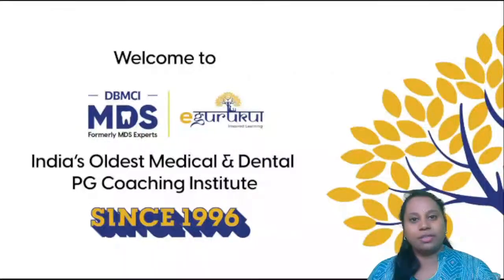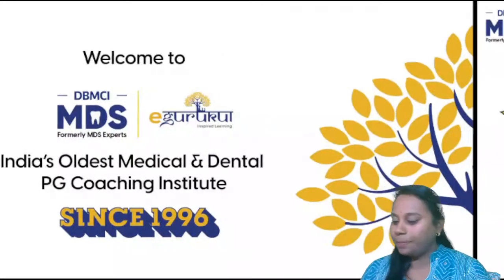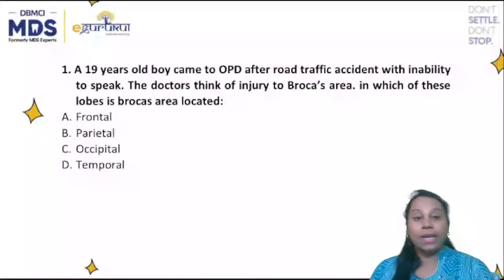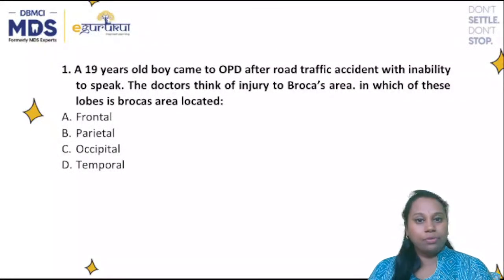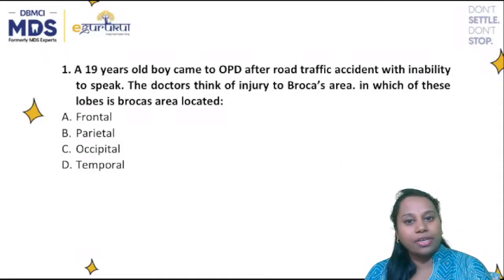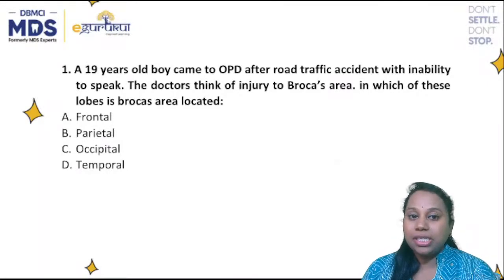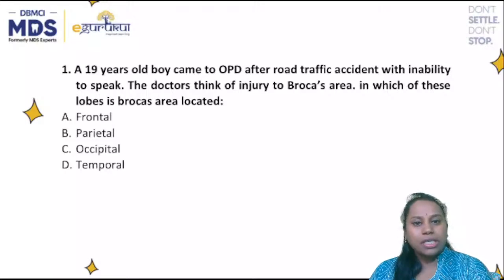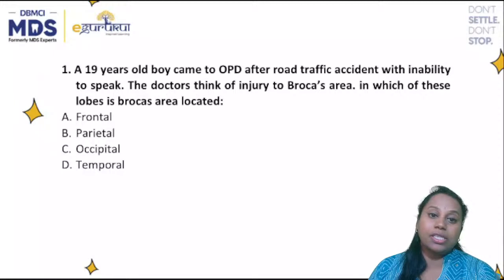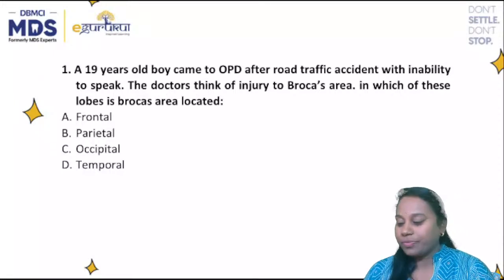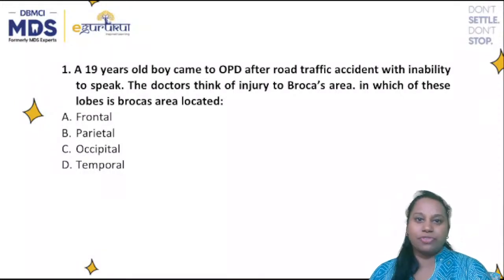Let's start with the first question in Physiology. That was a clinical case discussion. A 19-year-old boy came to the OPD after a road traffic accident with inability to speak. The doctors think of injury to Broca's area. In which of these lobes is Broca's area located? Very simple question from speech physiology.